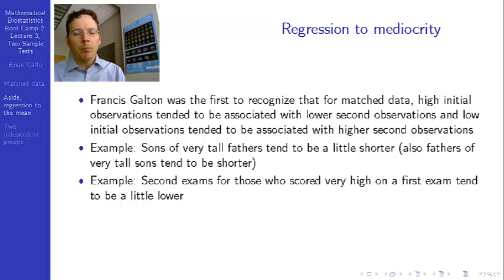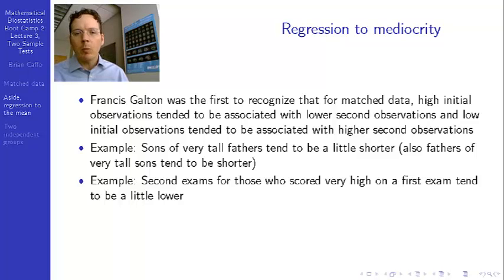The example that he gave was that sons of very tall fathers tended to be a little bit shorter, still tall, but shorter. And seemingly paradoxically, fathers of very tall sons tended to be a little bit shorter. And as an example from what we were talking about today, second exams for those who scored very high on a first exam tended to be a little bit lower, whereas first exams for those who scored very high on a second exam tended to be a little bit lower.